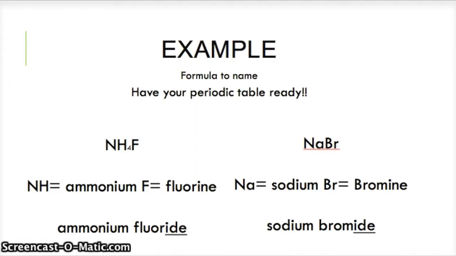Example. Formula to name. NH4F. NH4, it's ammonium. F is fluorine. And it will be ammonium fluoride, adding -ide at the end.